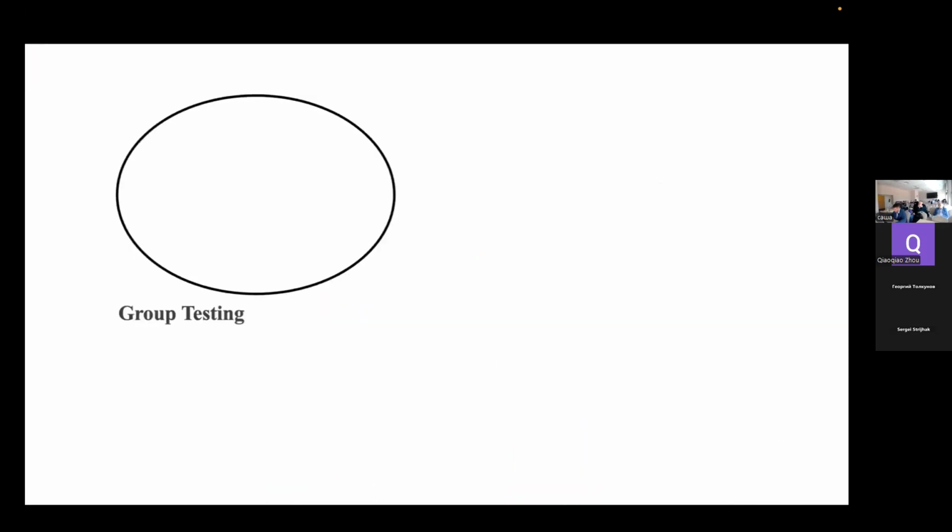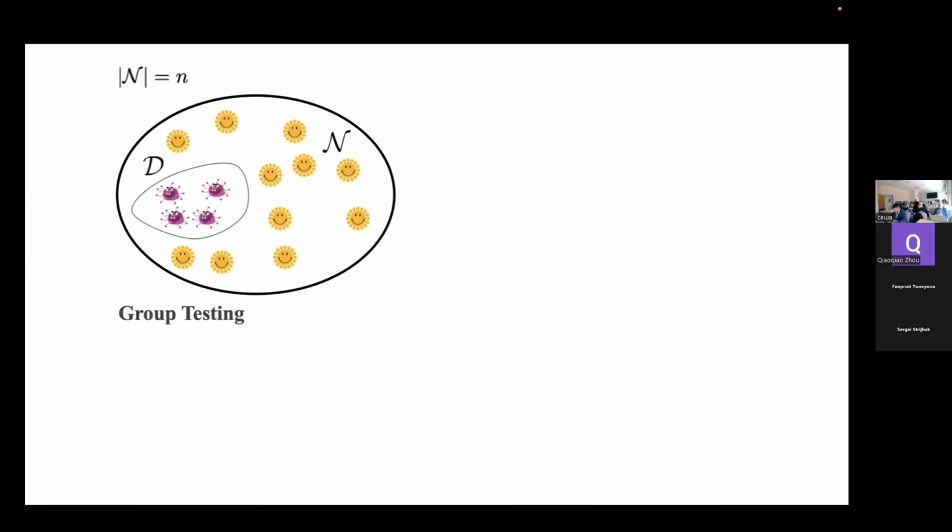Let me briefly introduce what group testing is. It is a topic which was introduced during World War II. At that time, a large number of soldiers had to enter the army. A subset of them get infected, but the identity of this subset is unknown a priori. Our goal is to find out this subset, I mean, find out the infected people.